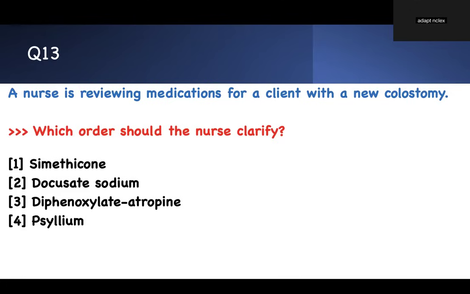Simethicone takes care of your gas. Sodium docusate helps you not to strain, helps stool pass easily. Psyllium is a bulking agent. If you don't know number 3, diphenoxylate atropine, which is like what? Lomotil is like loperamide. They all cause constipation. Therefore, this patient should avoid number 3.